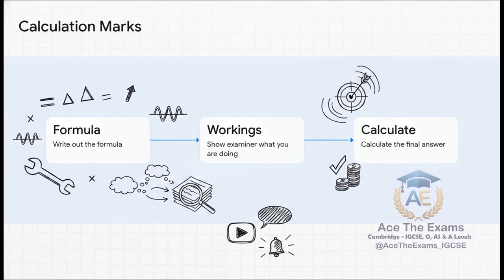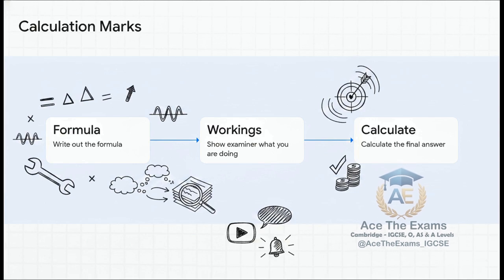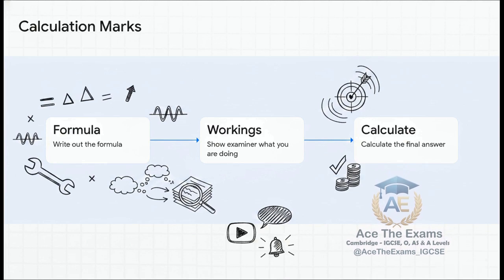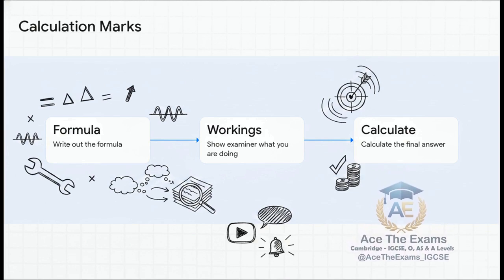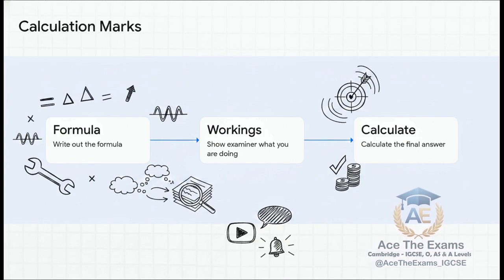Even if you make a silly arithmetic error early on, which happens to the best of us under pressure, the examiner can still award you marks for the rest of the process as long as they can understand what you are trying to do. If you skip the workings and just write down a wrong final number, you get a 0. Show your work and bank those partial marks.